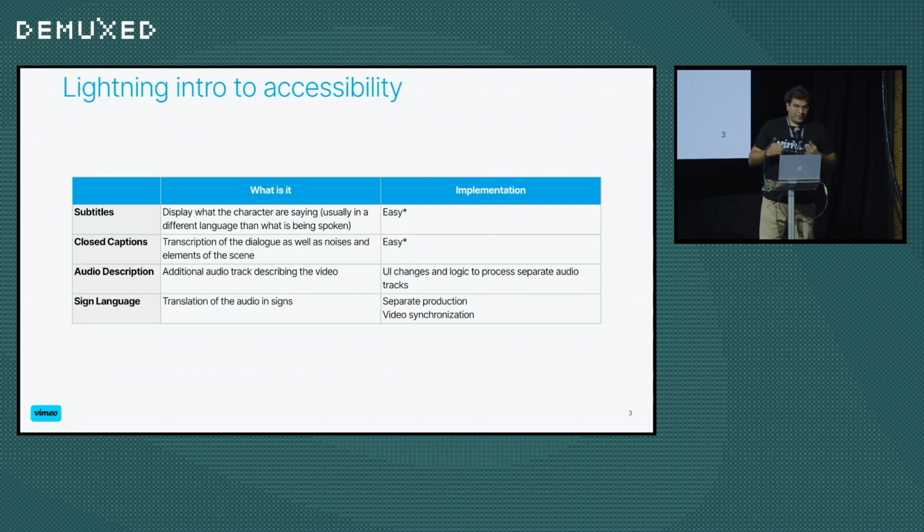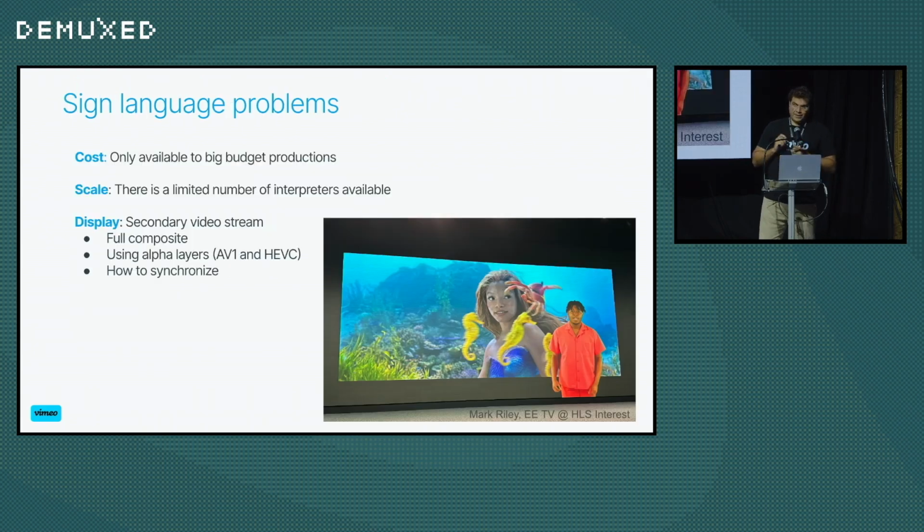So there are a variety of ways you can supply accessibility to your audience. I'm going to focus on sign language, which consists in translating the audio of the video into a sequence of signs that can be interpreted by hearing impaired people. There are currently a lot of blockers for a wide adoption of sign language streaming, mostly because you need a separate production to generate the video with an ASL interpreter. There is only a limited number of ASL interpreters available, so you cannot do it at scale.